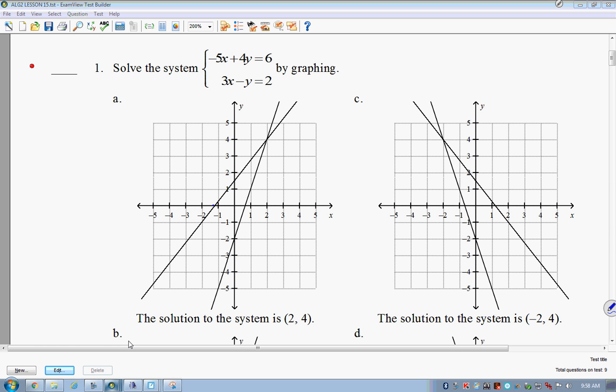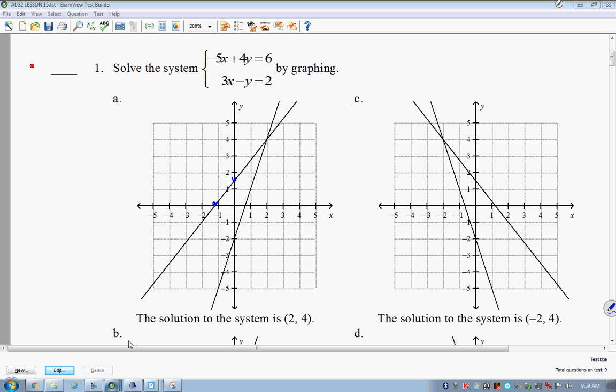Let's look at where it would cross the y-axis. We'd plug in 0 for x. We'd get 4y equals 6. Divide by 4. 6 divided by 4 as a fraction is 1.5. So we can see that right there, if we were just going to graph that line. Does that make sense? So we can see how we could use x and y intercepts to graph.